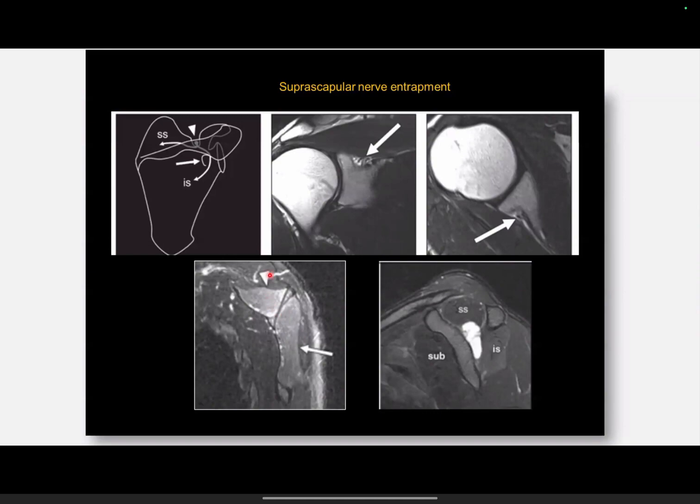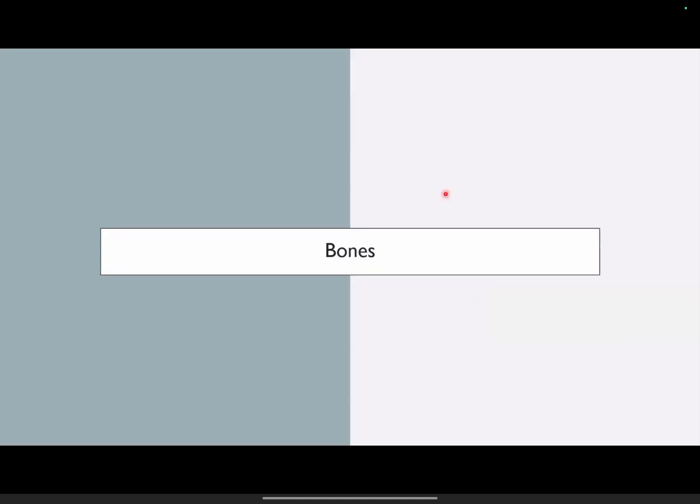So in this example case, you can see denervation edema of supraspinatus and infraspinatus, that is secondary to compression of the suprascapular nerve in the suprascapular notch. Here you can see compression due to paralabral cyst in the spinoglenoid notch, and you can see edema in the infraspinatus muscle. So next is bones.